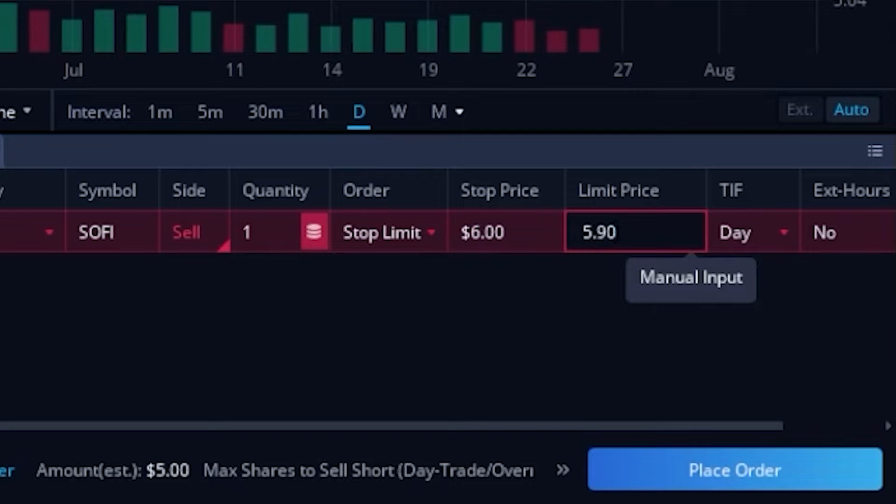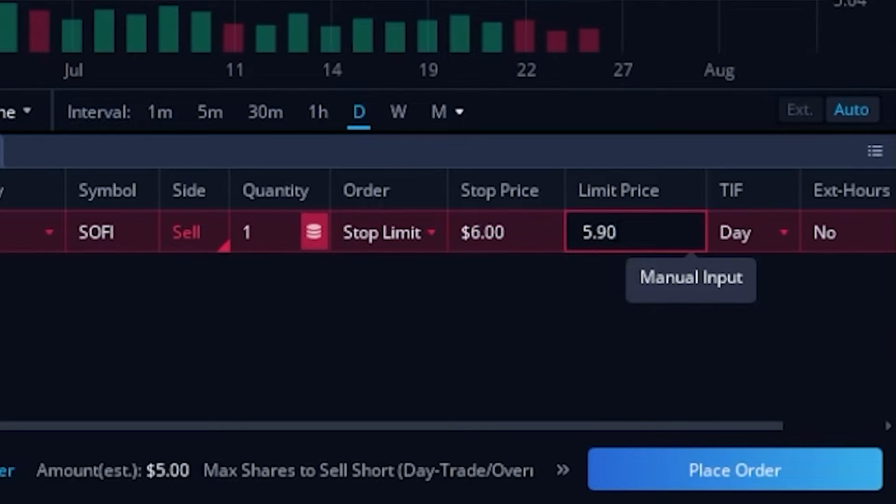So now with this new example, just like before, if SoFi were to drop down to, let's say $5.50 in the after hours, in the morning our stop would still activate just like before, except this time, instead of a market order going out there, a limit order would go out there. And now with this limit order, we're basically saying I would only want to sell these shares if I could get $5.90 or better. And since it's trading all the way down to $5.50, we wouldn't end up selling our shares.